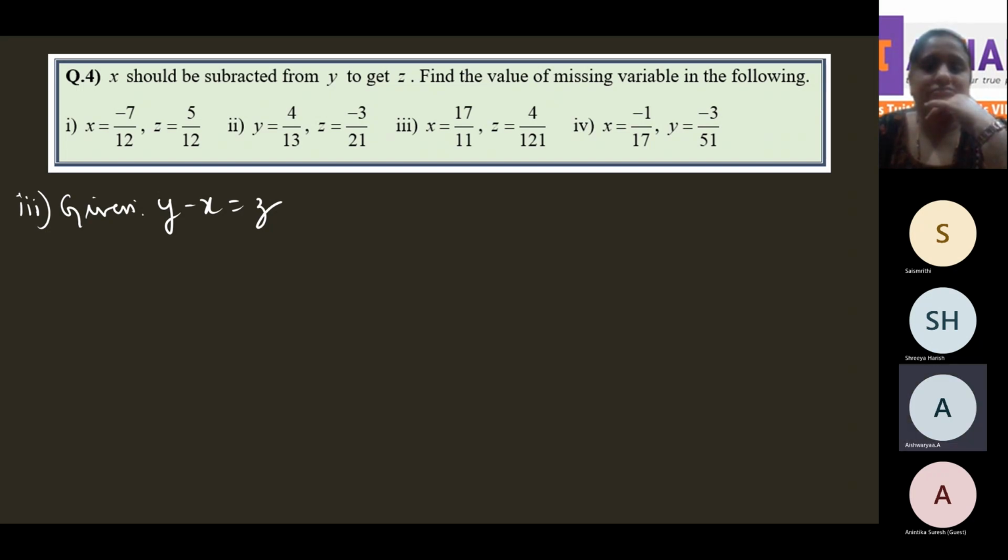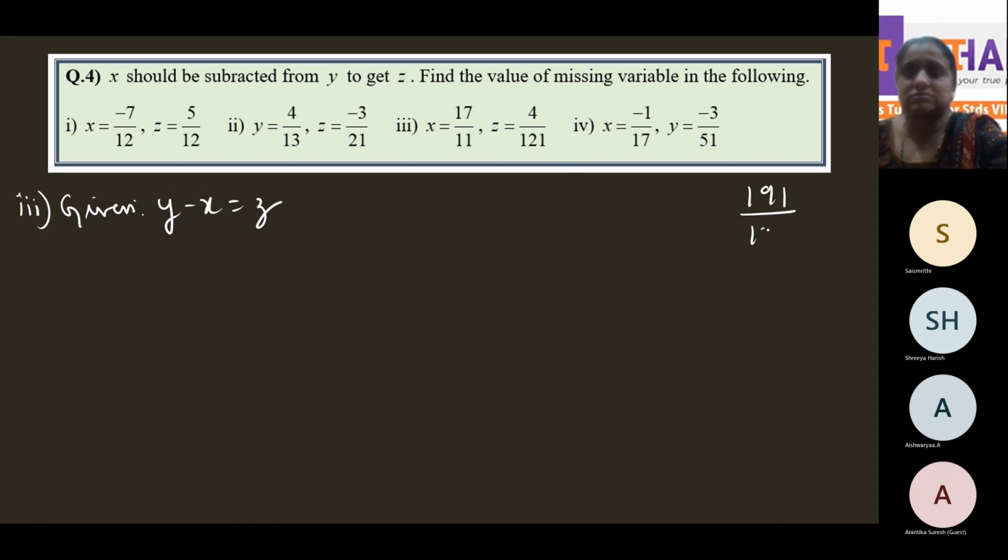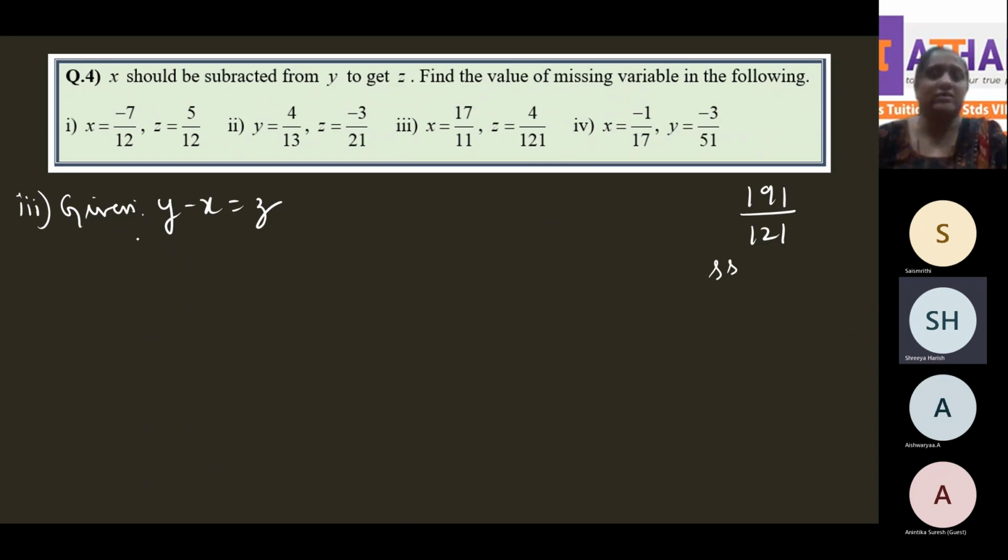Ma'am, I'm getting 191 by 121. I got 191 divided by 121. Okay. Very good. All the three of you, same answer. Very good. Okay. So y is not known.